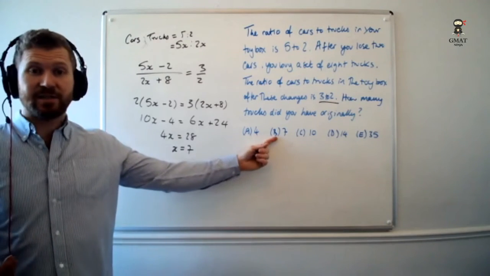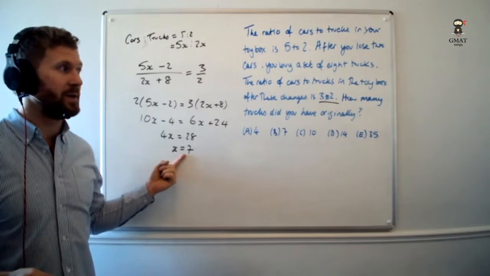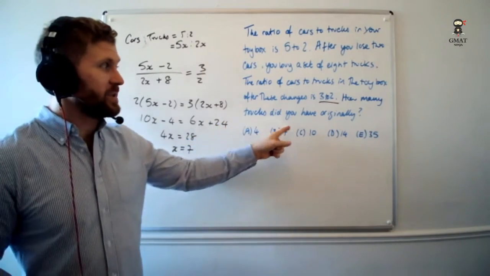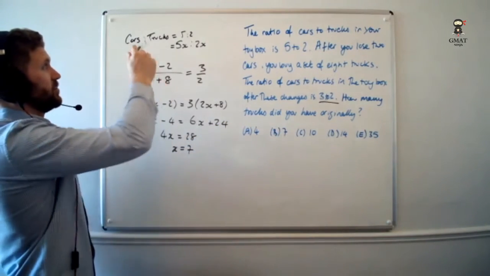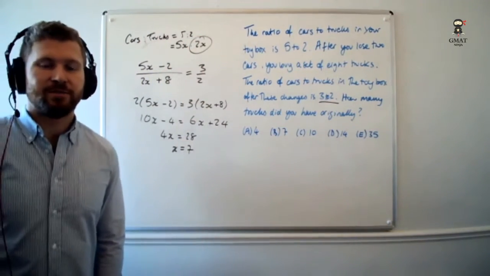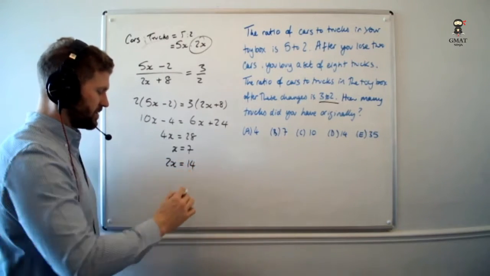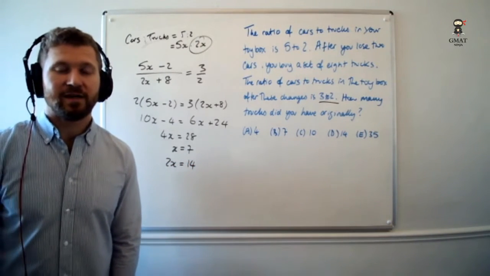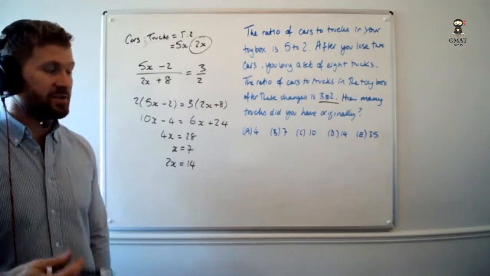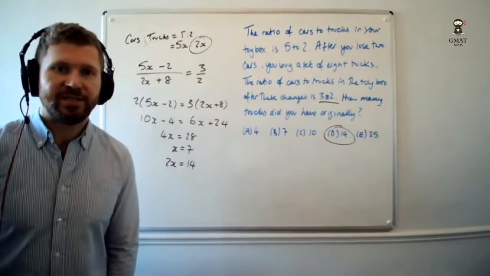So don't get sucked in and just jump straight to B as the answer because you found x is 7. What we need is how many trucks did I have originally? And if I go back to my initial equation, the trucks there, well, that was 2x, not just x. So if I multiply both sides by 2 there, I'll get 14. And so the actual number of trucks I had to begin with is D, is 14.